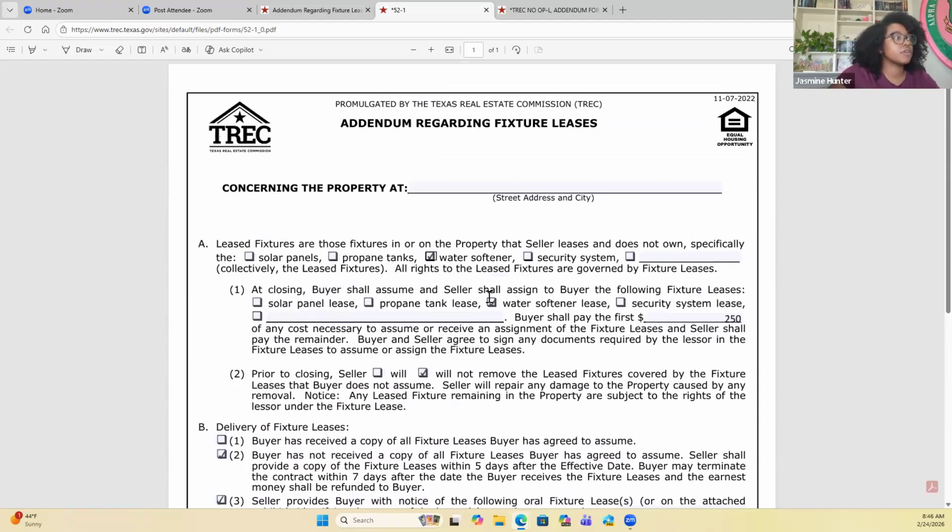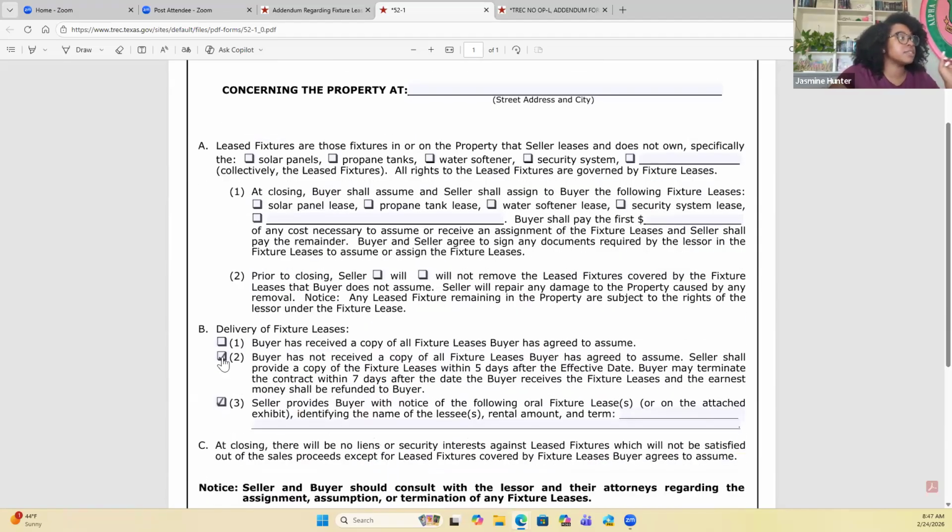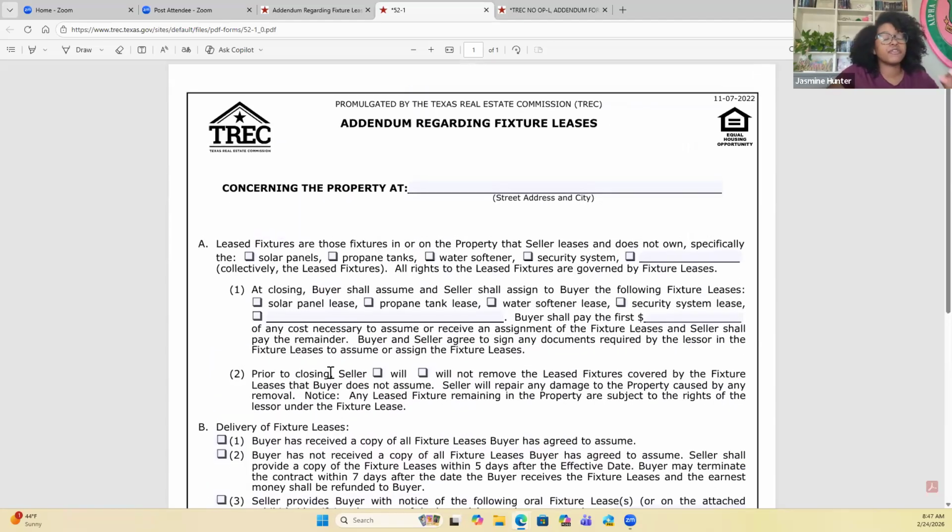So again, the start of this conversation is in paragraph 4 of your 1 to 4 contract. If there is a fixture lease, then I'm using this addendum. It doesn't matter if the fixture lease will be terminated at closing. It doesn't matter. All that matters is at the time that I sent this contract, is there a fixture lease or multiple fixture leases on the property? If the answer is yes, start using the addendum and go through your questions. Okay. I hope this helps.